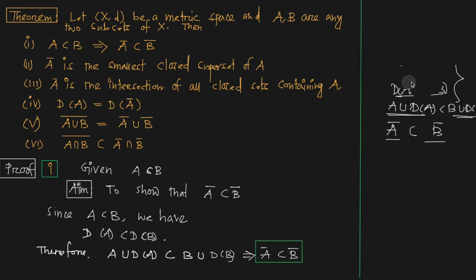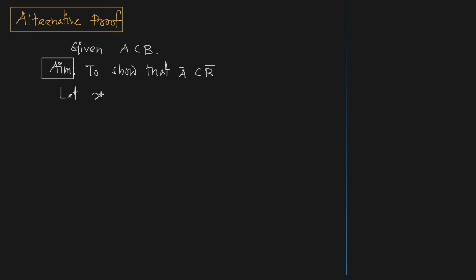you can prove this theorem in another way. So, alternative proof. See what is given here: A is a subset of B. What do we need to show? What is our aim? To show that A closure is a subset of B closure, right? So let x belong to A closure.